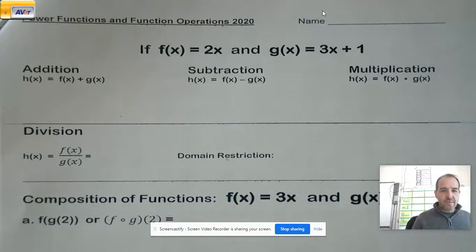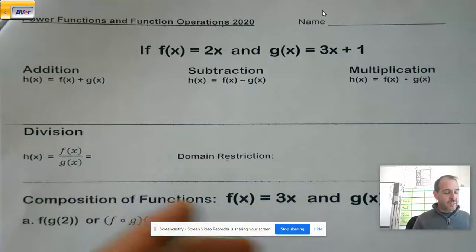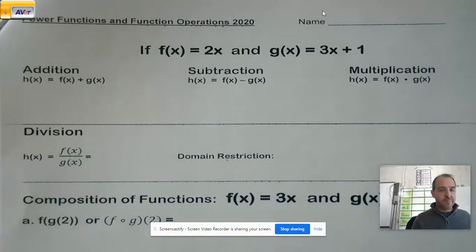We are going to chat today about power functions and function operations. Last time we got together, we chatted a little bit about adding, subtracting, and multiplying. So now we're going to still see that, but a different way of saying it. Instead of where it says addition here, instead of me just saying, hey, 2x plus 3x plus 1, simplify, we're going to have some different notations.